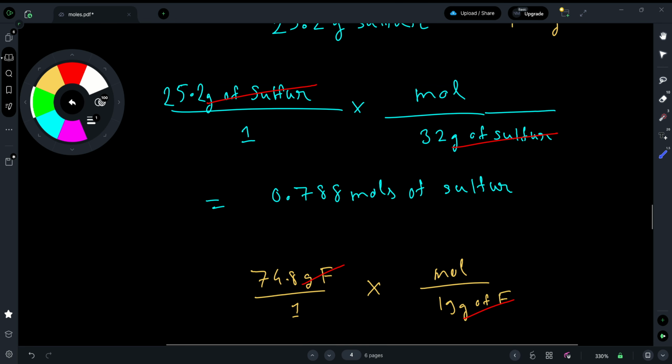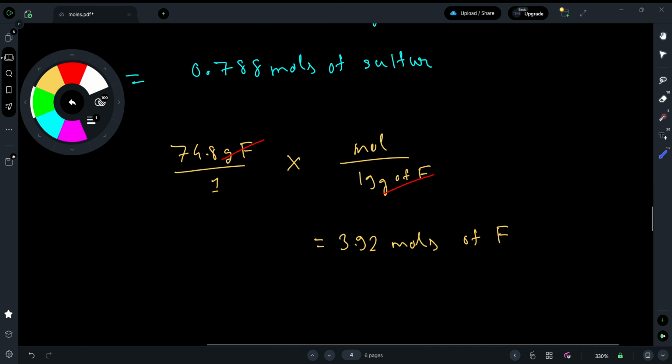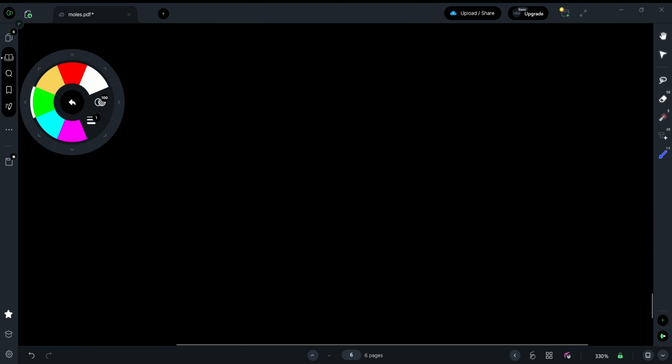Okay, so we went slow for this one. Let's do another, and let's go faster this time. Let me add pages. Okay, so that was our first empirical and molecular formula. So now let's do another one.